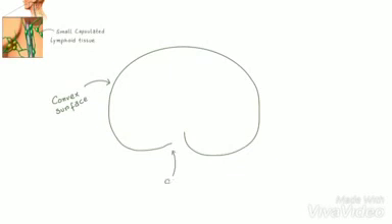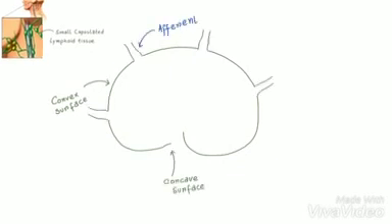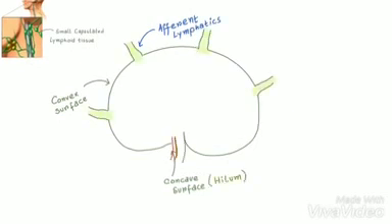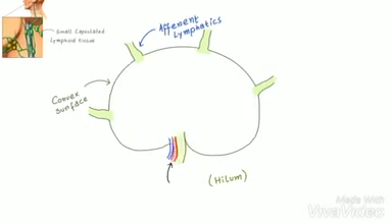Here I am drawing a lymph node. It has two surfaces. One is convex and the other is concave. The convex surface receives afferent lymphatics through which lymph comes into the lymph node. This concave surface is also called hilum. Three important structures are present here: artery, vein, and efferent lymphatics. Through the efferent lymphatics, lymph goes out of the lymph node.